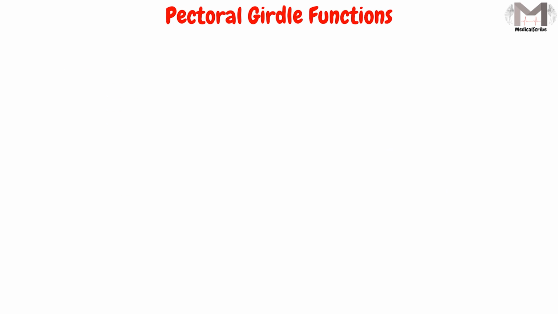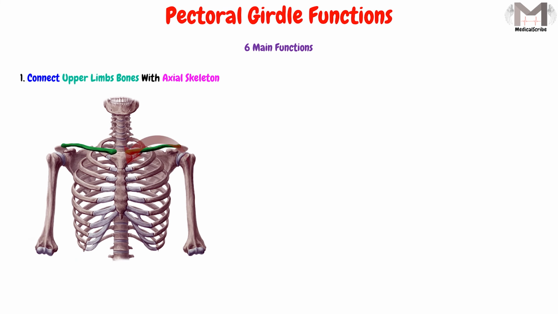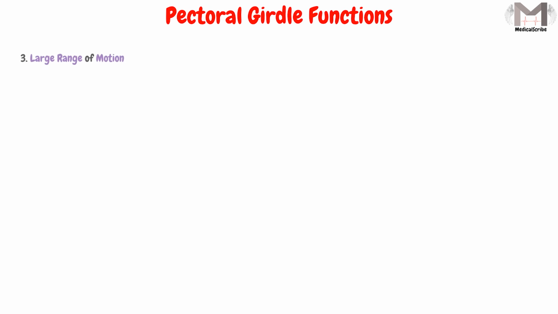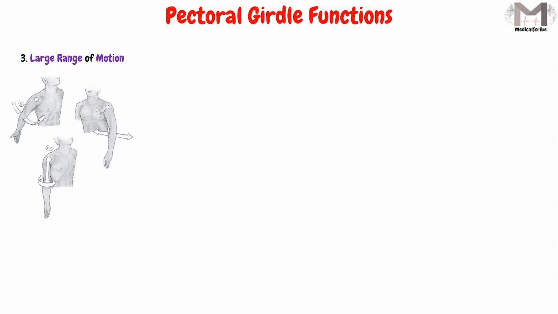Finally, in today's video, we will talk about the pectoral girdle functions, which are 6 main functions. The first function, and one of the most important, is to connect the upper limb bones with the axial skeleton. Secondly, the right and the left pectoral girdles are not joined to each other. This makes every girdle able to work alone and independently. The third function is that the range of motion in the pectoral girdle is greater than that of the pelvic girdle. This feature, with its benefits, can be associated with a greater risk of dislocation.